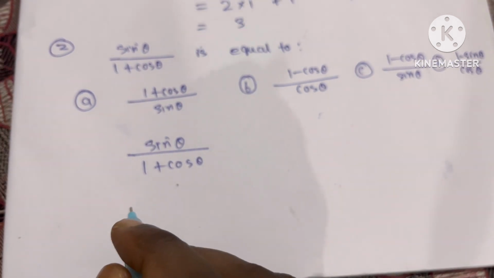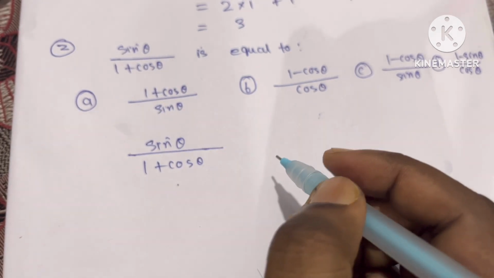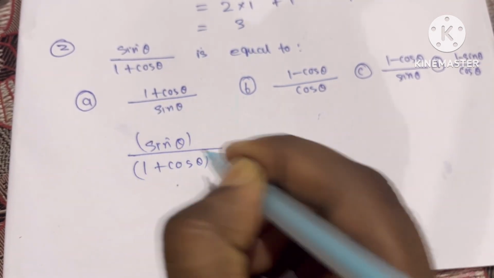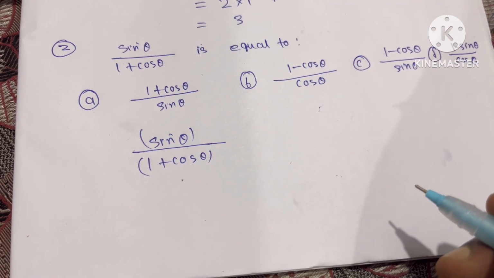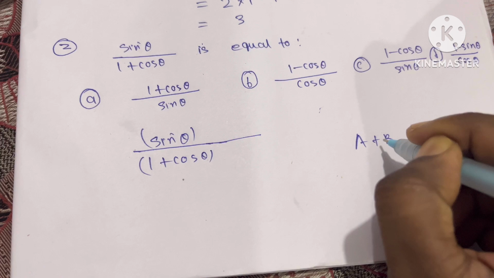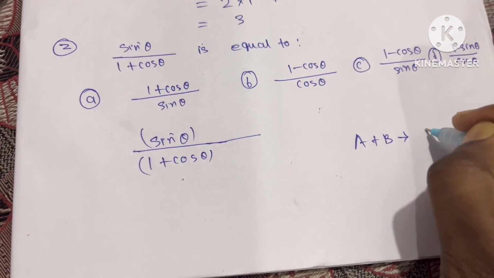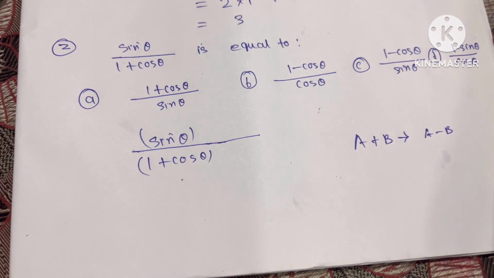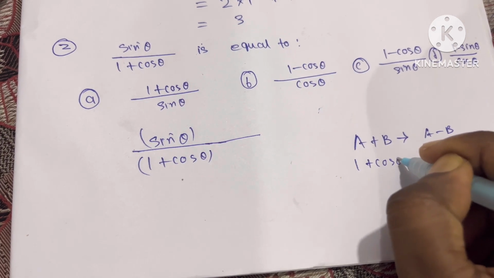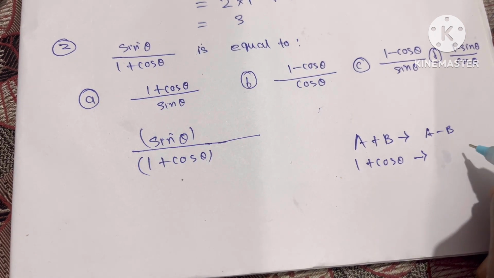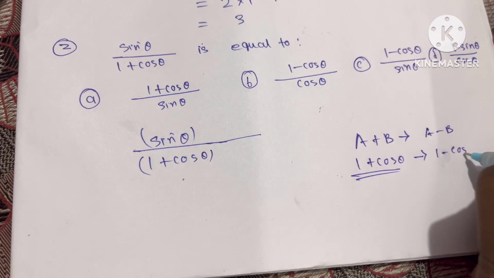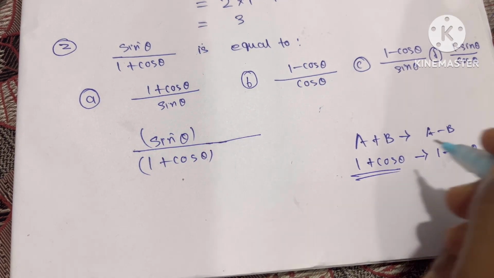For simplifying this, we have to multiply both numerator and denominator by the conjugate of the denominator. How will you find the conjugate of the denominator? If the denominator is in a plus b form, then the conjugate of the denominator will be in a minus b form. Now your denominator is 1 plus cos theta, so we'll multiply both numerator and denominator by its conjugate, which means 1 minus cos theta. Then you'll get the answer.